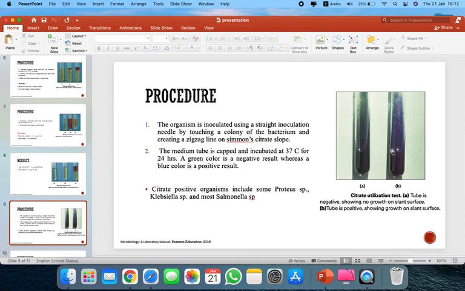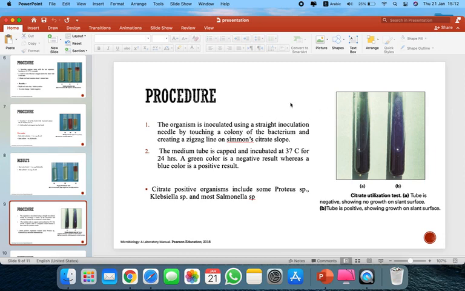Some bacteria can use citrate as a source of nutrients, because of their ability to produce the enzyme called citrase, which transports citrate into the bacterial cells. This utilization creates an alkaline environment in the medium, causing the color to change to deep blue or green-blue. You can see here, deep or green-blue.